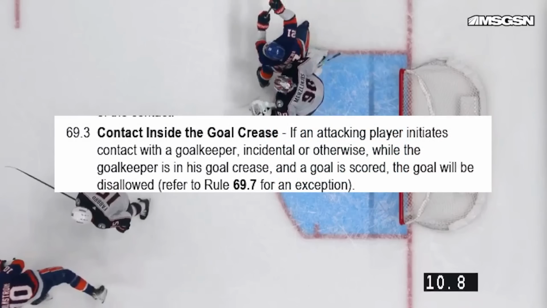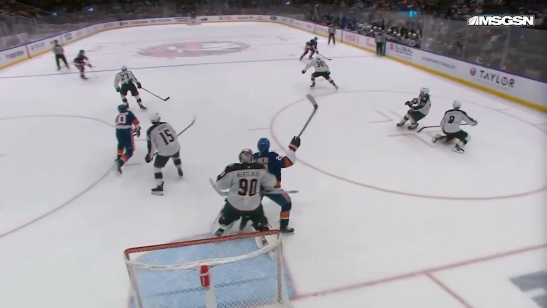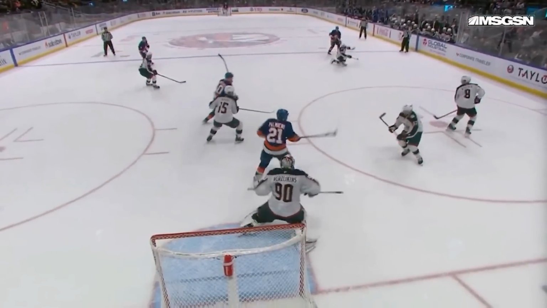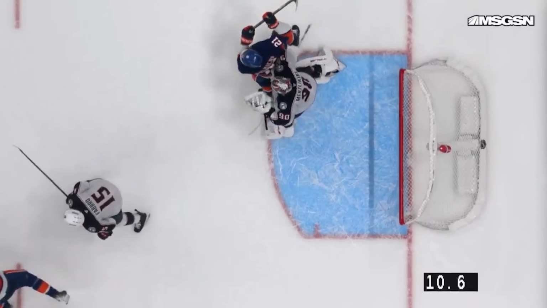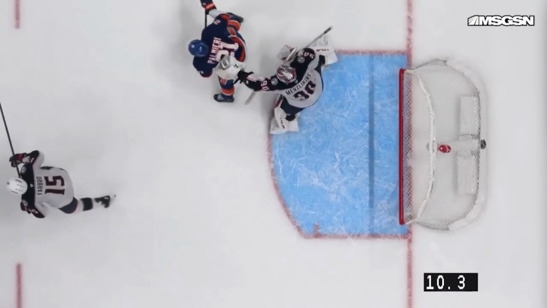69.3: If an attacking player initiates contact with a goalkeeper, incidental or otherwise, while the goalkeeper is in his goal crease and a goal is scored, the goal shall be disallowed. And part of the problem here, you watch the broadcast, they were saying, no, Palmieri is outside the crease the whole time. That's not the rule. I'm not saying the rule is right or that it's good, but it's being misrepresented, and that's why a lot of people are angrier than I think they'd otherwise be.